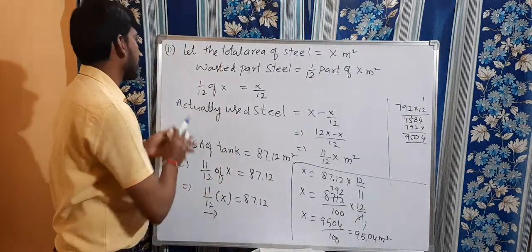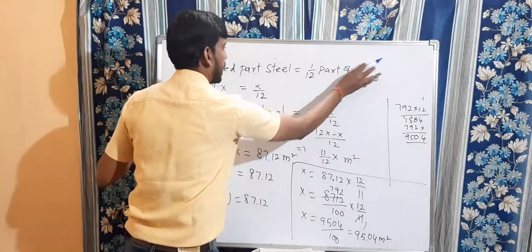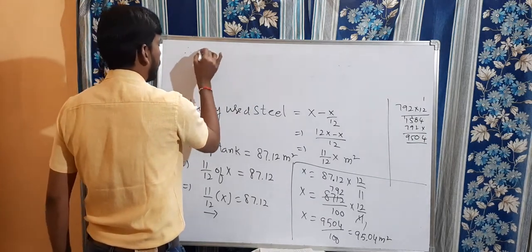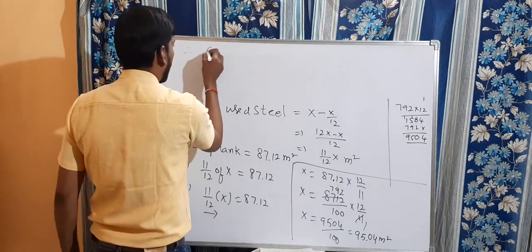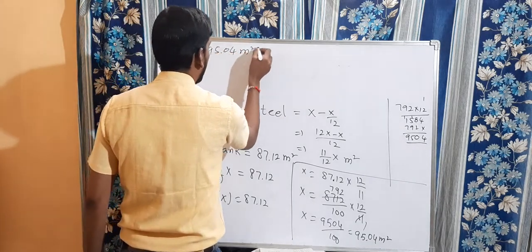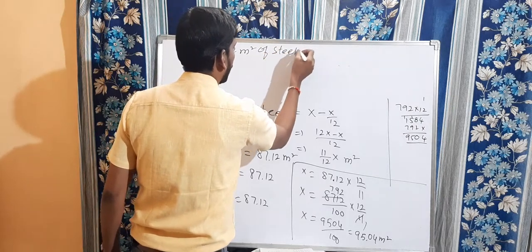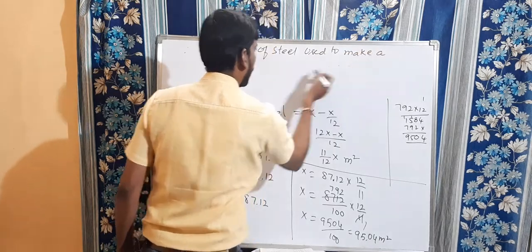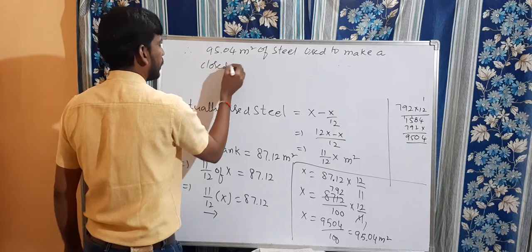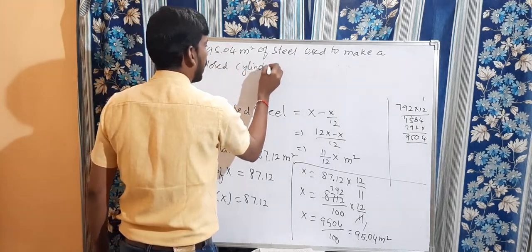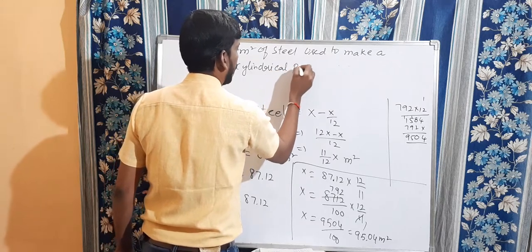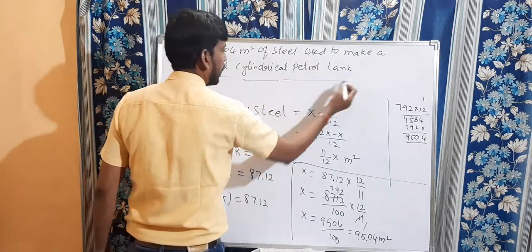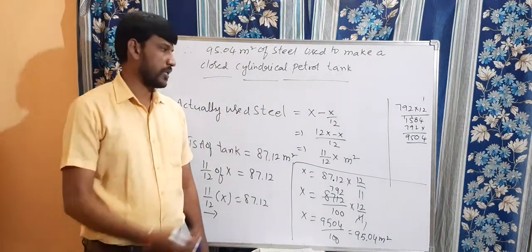So now I am going to write the therefore statement here, so you can understand in a better way. Therefore, 95.04 meter square of steel used to make a closed cylindrical petrol tank. Clear, my dears? Clear, please copy this.